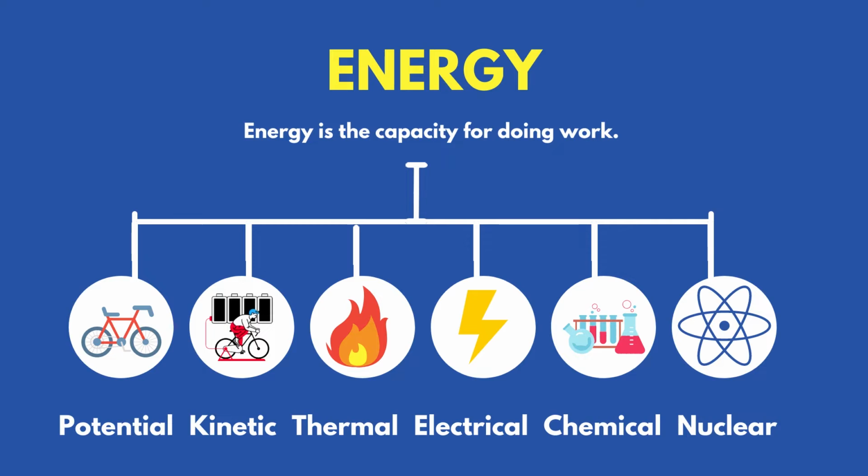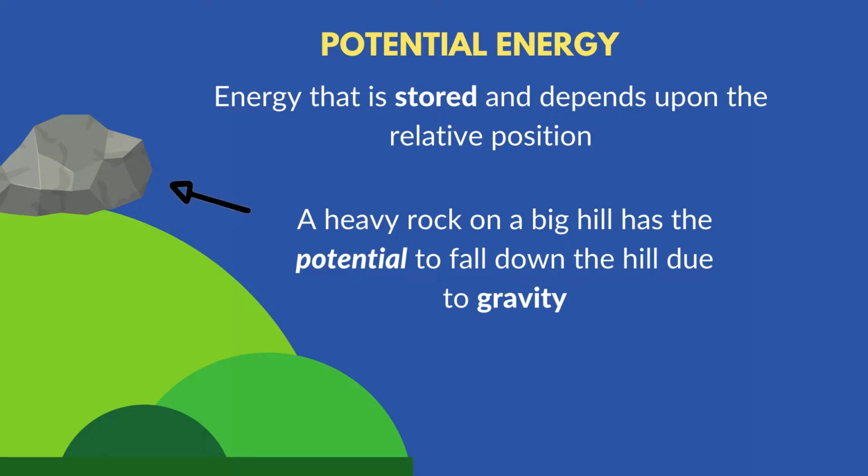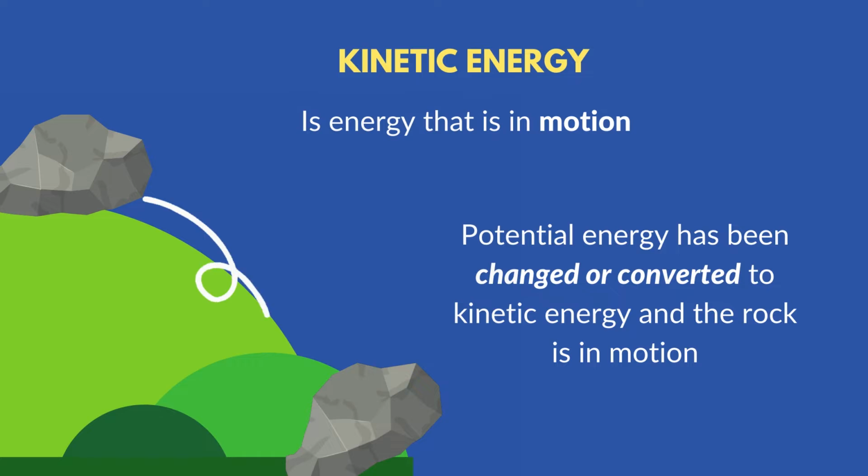This week we're going to learn more about energy and how we use it to get things done. Energy exists in different forms like potential, kinetic, thermal, electrical, chemical and nuclear. We will be exploring the concepts of potential and kinetic energy. An example of potential energy is how a rock at the top of a hill has a great potential to fall due to gravity. When the rock is falling, this is called kinetic energy or energy in motion.